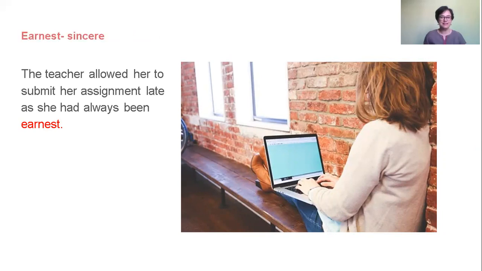Earnest means sincere. So, aren't teachers like that? If you have always been sincere and you have submitted things on time, and then one day you have a problem and you go to your teacher and you say, I'm sorry, I can't submit it on time. Will she listen to you? Of course she will. Please make a sentence with the word earnest.